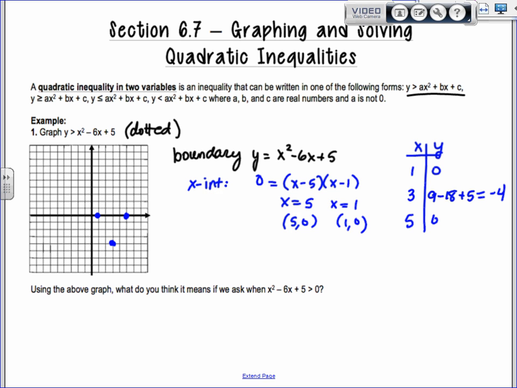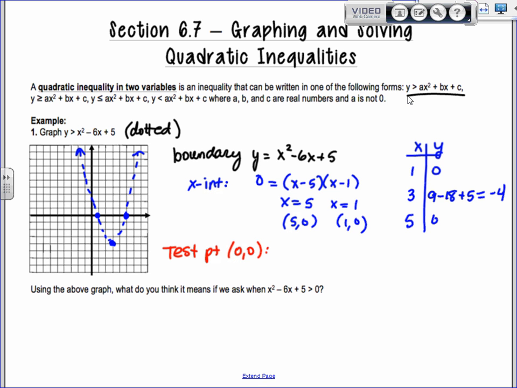So I have a parabola, and I'm going to draw it in as a dotted parabola because I do not have equal to the parabola. And then just like with linear inequalities, I decide where to shade. So I do a test point, and I decide if I'm going to shade above it, or if I'm going to shade that test point or not shade the test point. You could also say, am I going to shade above the parabola or below the parabola? Okay, so if I do a test point, usually the best test point is (0, 0).